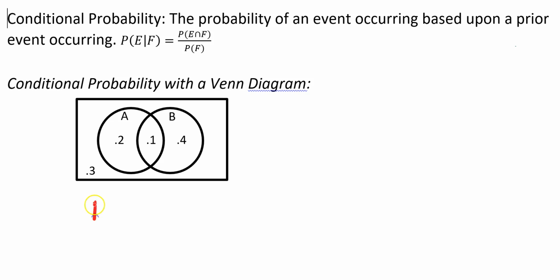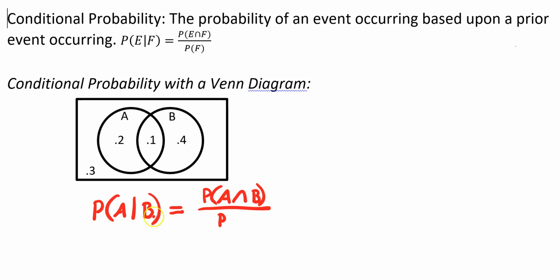So we're going to say the probability of A given B. This means we want to know the probability something is in A given that it has been in B. Well, we remind ourselves that we find the probability of the intersection of these two, so the probability of A intersect B, and we divide that by the probability of B. On a Venn diagram for this particular problem, we can see that the intersection is 0.1.